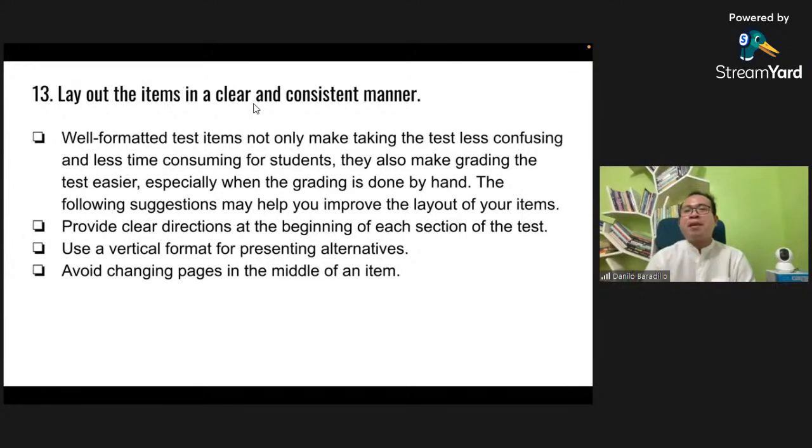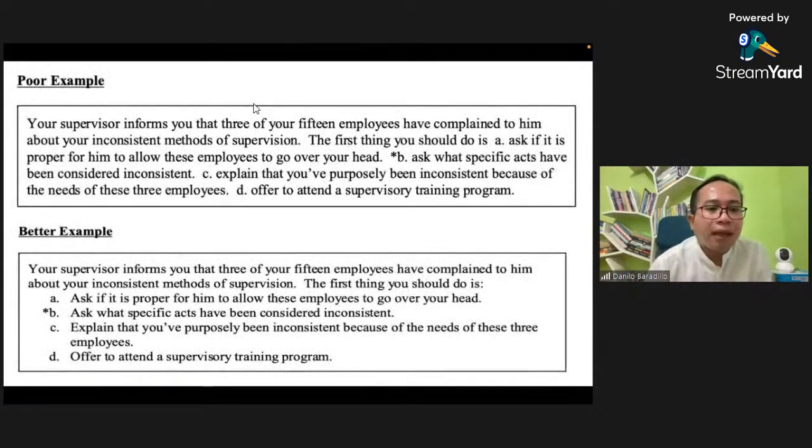Okay, for example, if your alternatives are vertical, it should be, of course, in a vertical format. Okay, if it is horizontal format, it should be horizontal. So avoid changing it all the time. Okay, for example here, that's very much a poor example, right? So that's something that should not be done.